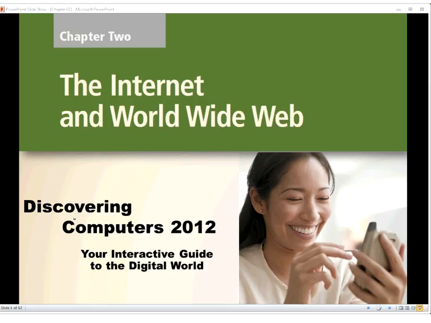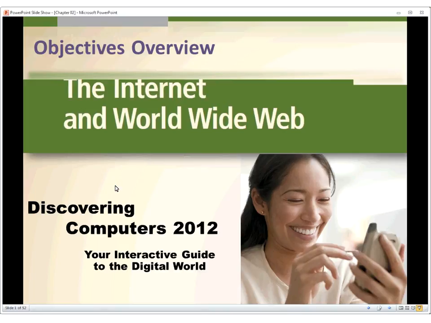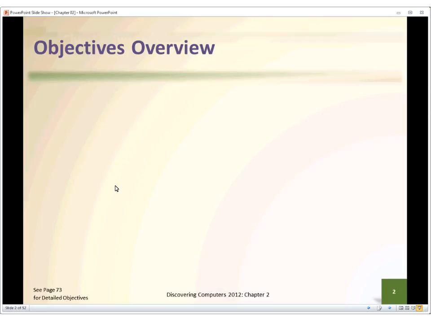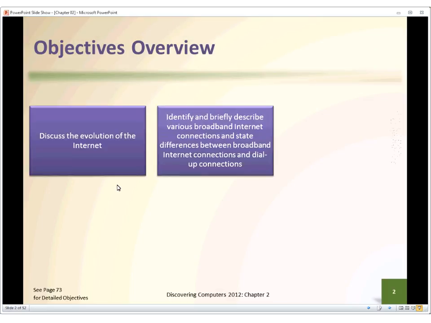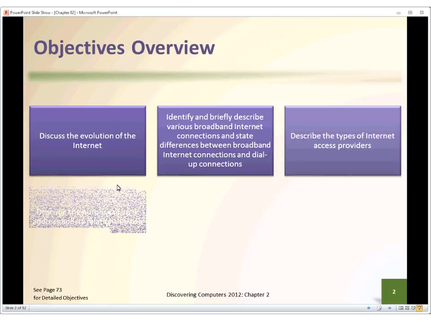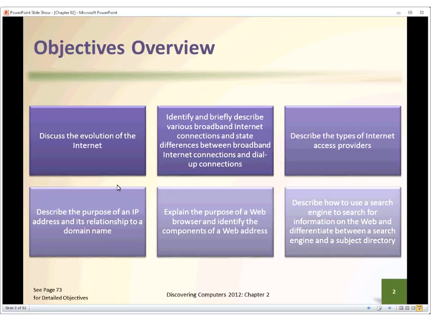Like Chapter 1, there are objectives listed at the beginning of the course. So we needed to know a little bit about the history of the Internet. It's really pretty brief. Identify some connections and the differences between those types of connections. Who provides you with Internet access? How do you get on? How does this happen? The purpose of an IP address and its relationship to the domain name.